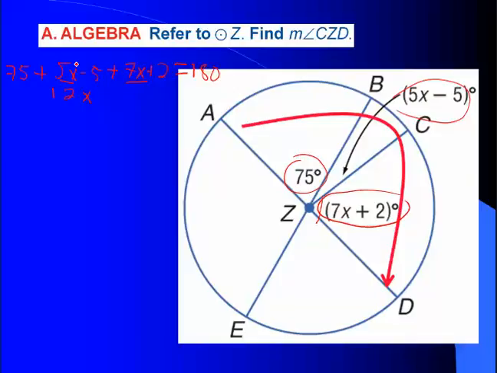I cross them out so I know when I'm finished. 75 minus 5 is 70. Plus 2 is 72. So plus 72 equals 180. Now I need to subtract the 72 from both sides of my equal sign.